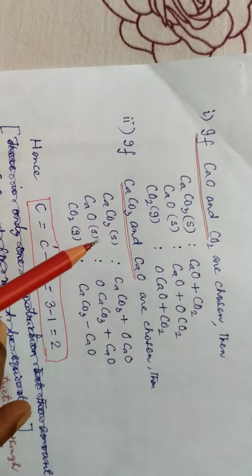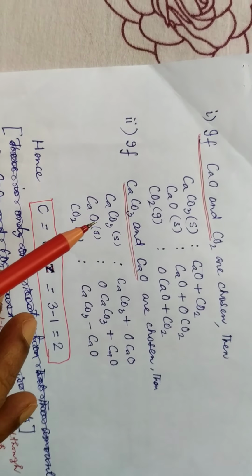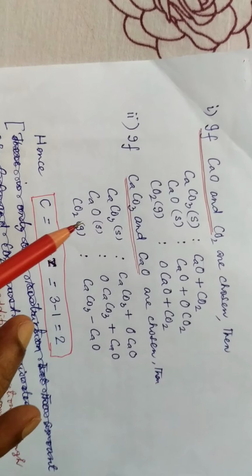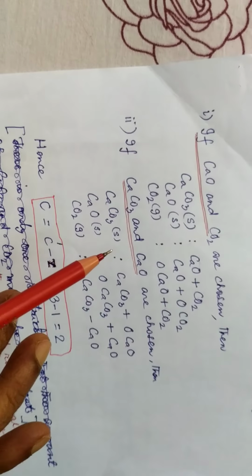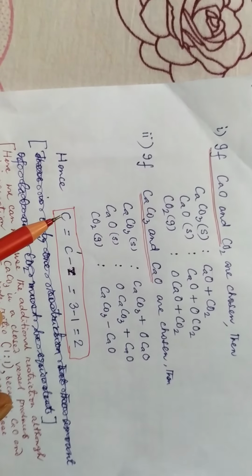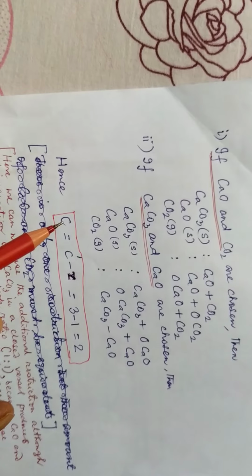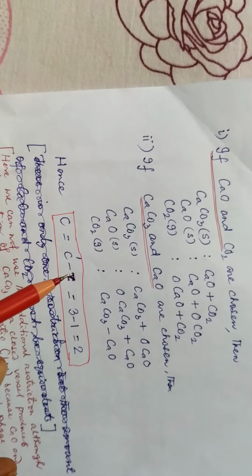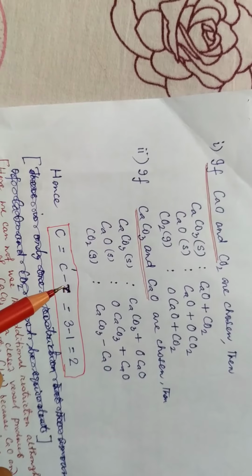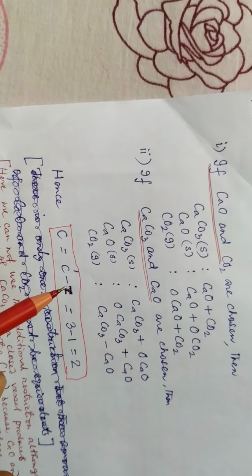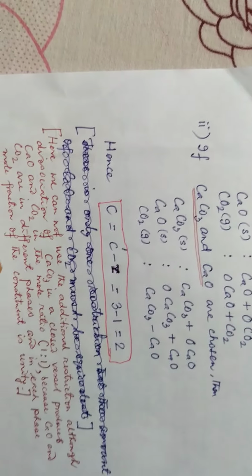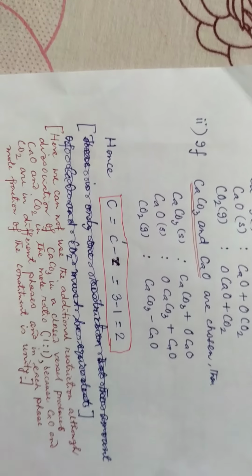So, every phase is represented by 2 of the 3 constituents. So, this is a 2-component system. Hence, if we use the equation C equals C minus Z, there is no restriction at all. Therefore, C minus Z, because there is one equation, the dissociation of calcium carbonate. So, 3 minus 1 equals 2. Here we cannot use the additional restriction. Why? No additional restriction is there.